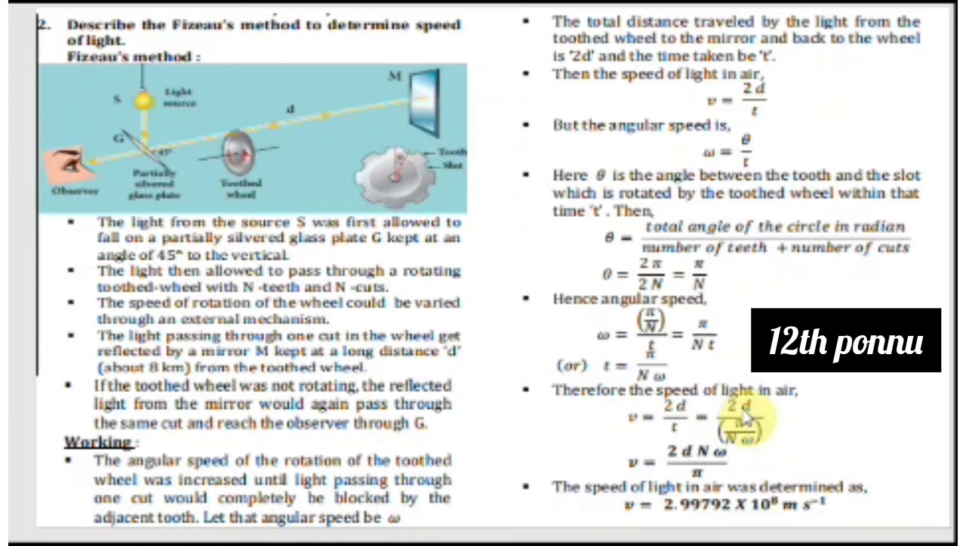You know all the values in this experiment: D, the number of cuts, slots and teeth N, and omega, the angular speed of this tooth wheel. Fizeau substituted all the values. Finally, he got the answer 2.99792 into 10 power 8, which is approximately 3. So the speed of light is 3 into 10 power 8 meters per second. Is it clear? Okay, children.